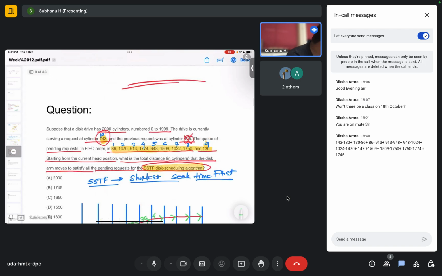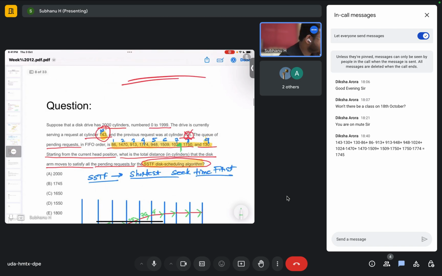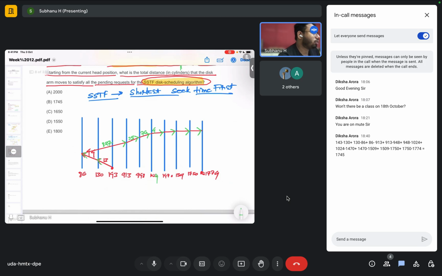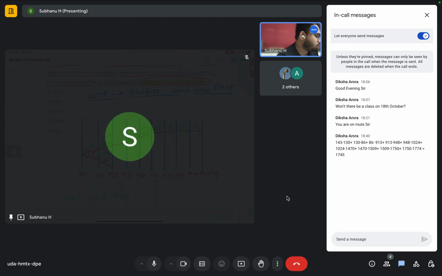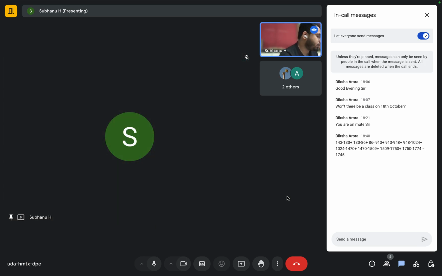Change it to 1024. So I'm changing to 1024, and it will be 446. Then I have 39, 241, and 24. So what is the total seek time? You have to just add all of these. If you add all of this, you will get 1745.